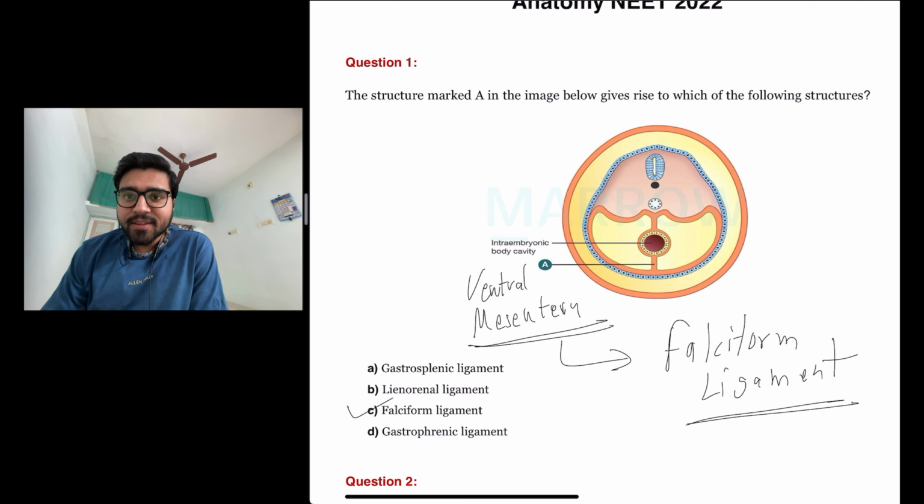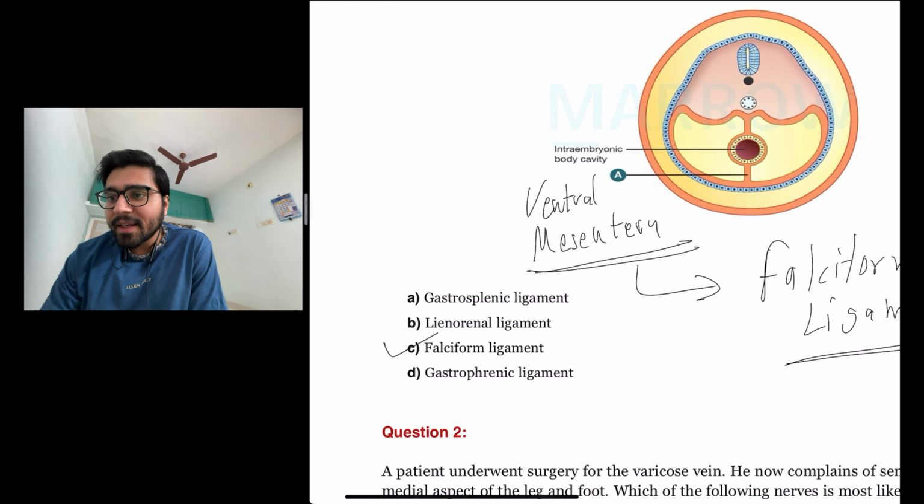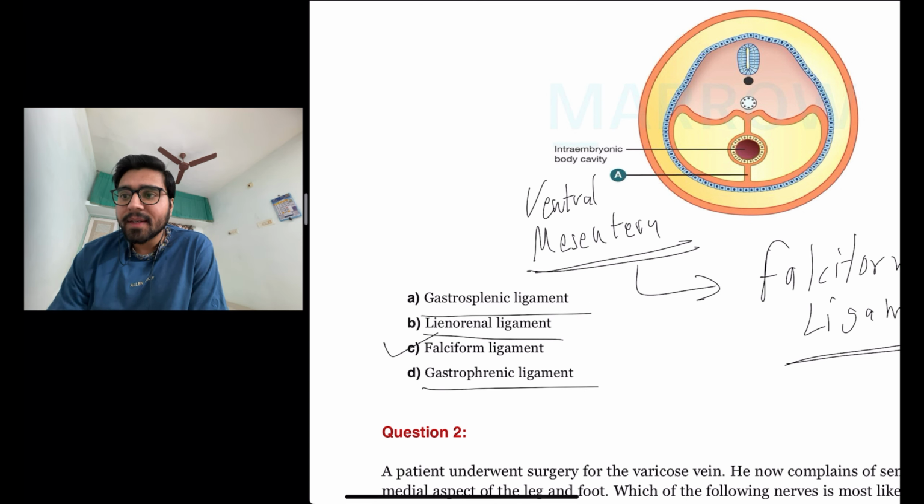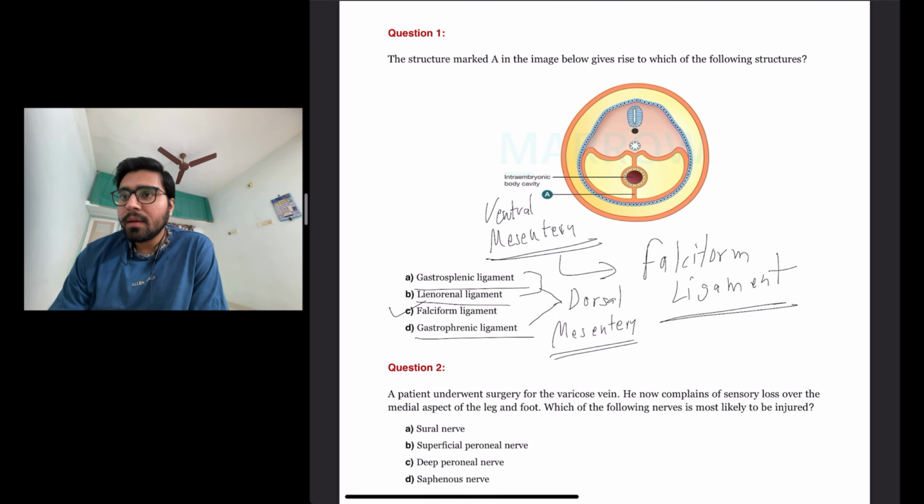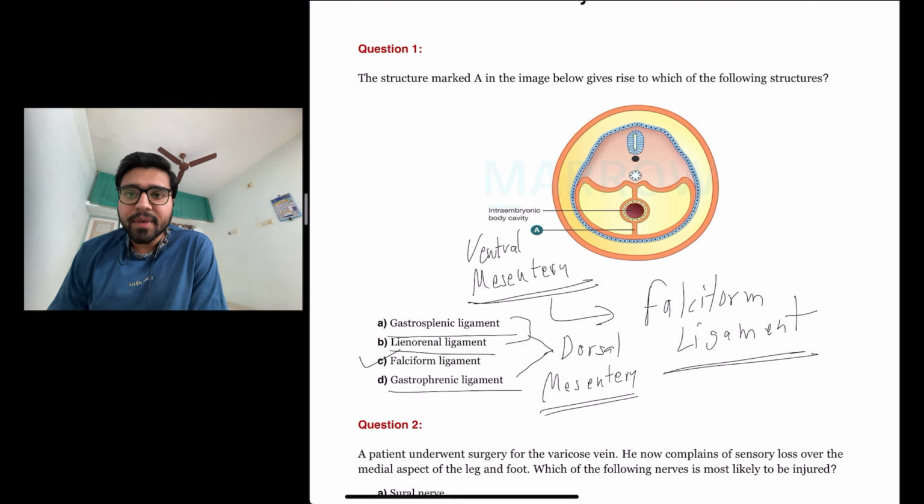Let us look at the other options. Gastrosplenic ligament, lienorenal ligament, and gastrophrenic ligament. These three ligaments are the derivative of dorsal mesentery. They are not the derivative of ventral mesentery.